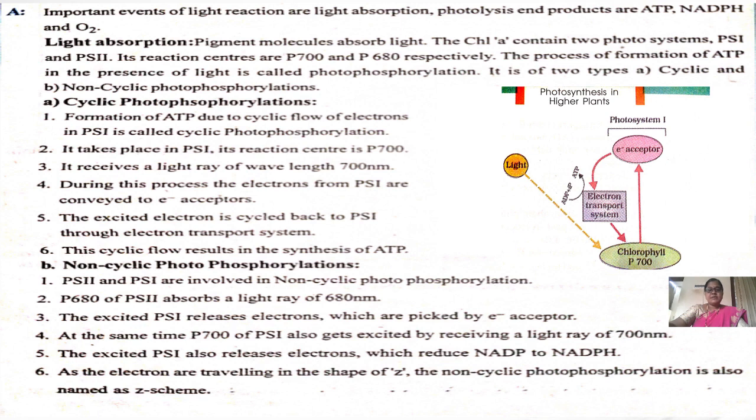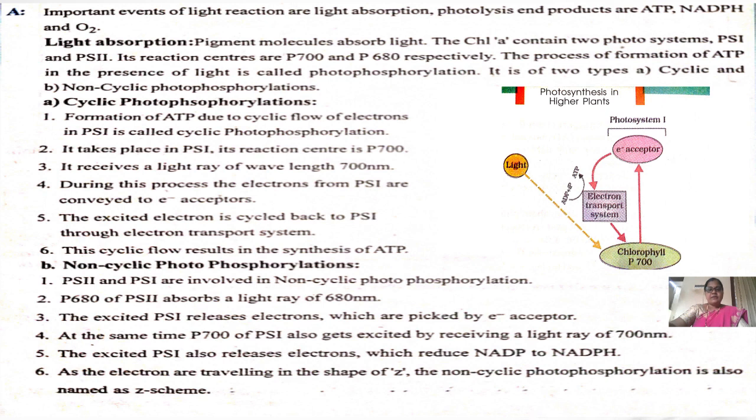So this is about the cyclic and non-cyclic photophosphorylation. Once again I will tell what is meant by photophosphorylation. The process of formation of ATP in the presence of light is called photophosphorylation. This photophosphorylation is of two types: cyclic photophosphorylation and non-cyclic photophosphorylation.